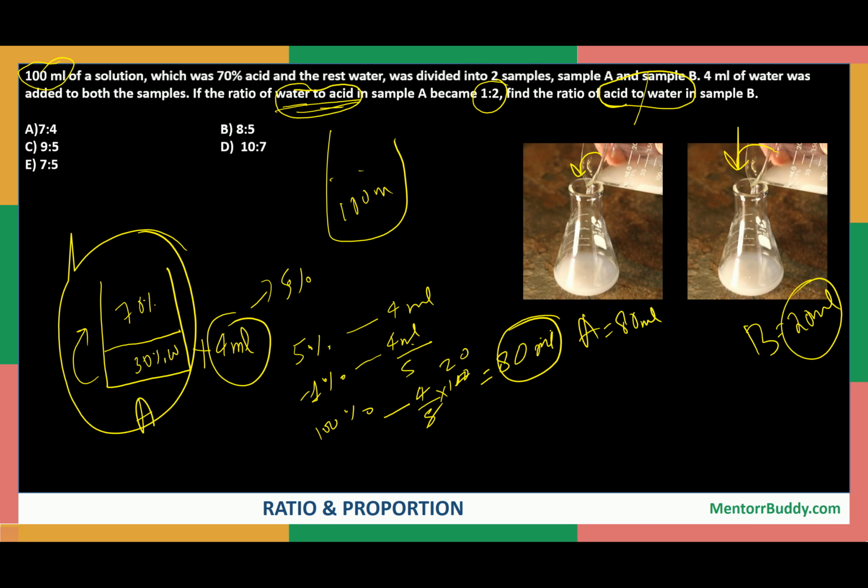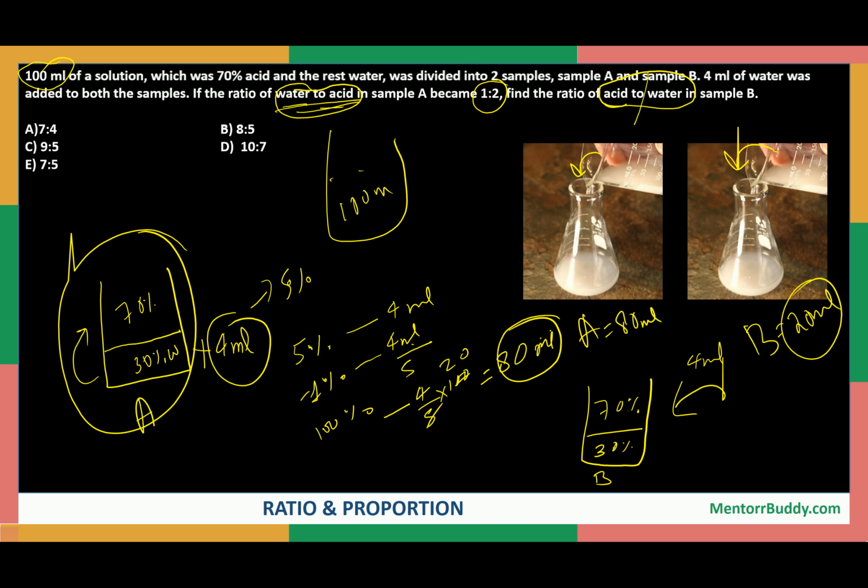So now we can see here that in this sample B, the ratio of acid to water will be the same, that is 30% will be the water and 70% will be the acid, right? So what we have added, we have added 4 ml of water in it. First we need to calculate that 4 ml is how much percent of the total solution. So that much percent will be added.